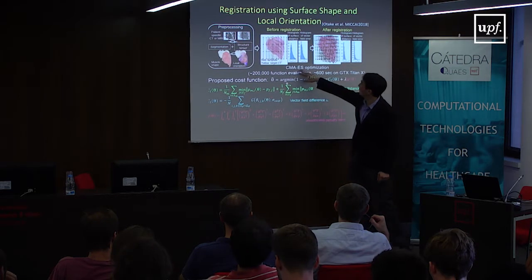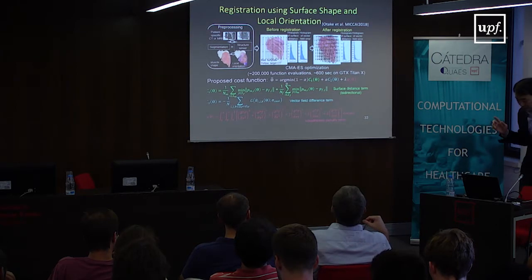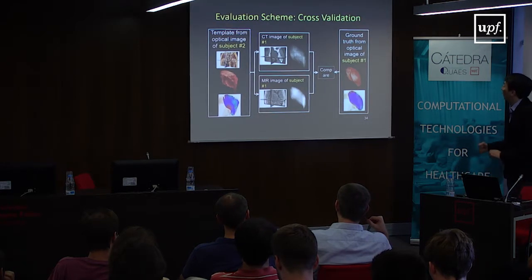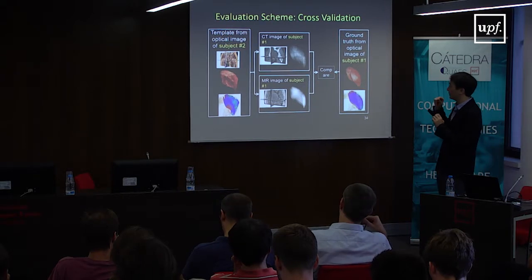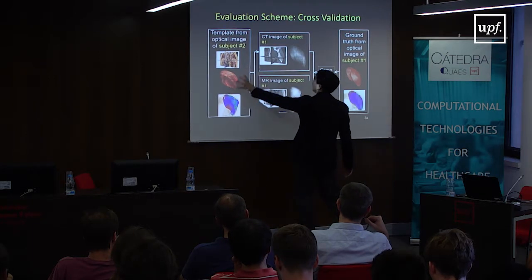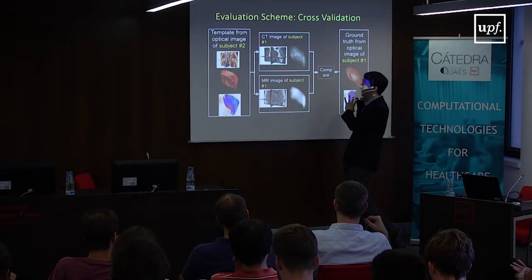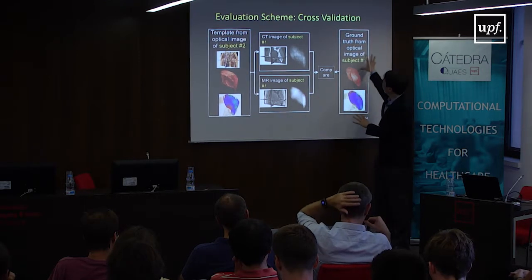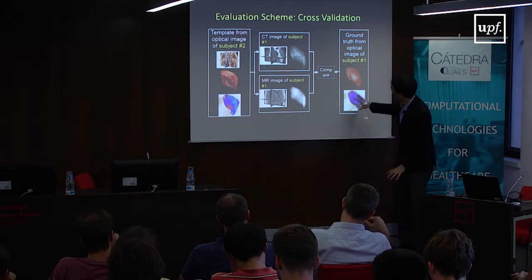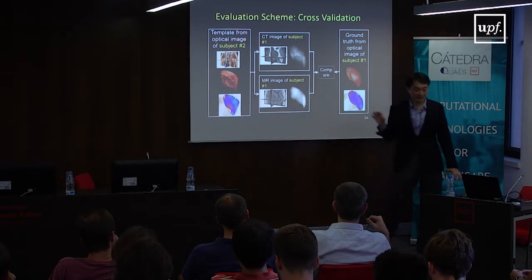We use CMA-ES optimization, and it needs about 600 seconds on the GPU. This is how we evaluate this method. We create a template from one subject and register it to the CT and MRI of the other subject, and then compare with the ground truth optical image derived template of this subject. So this is our answer, and this is our estimation.